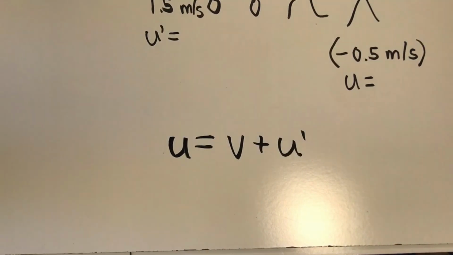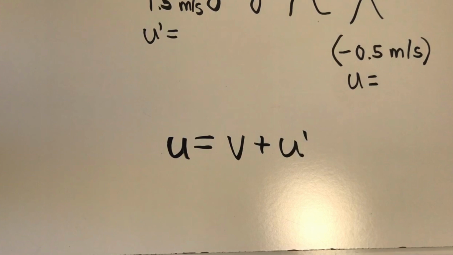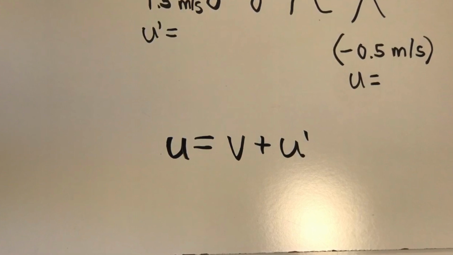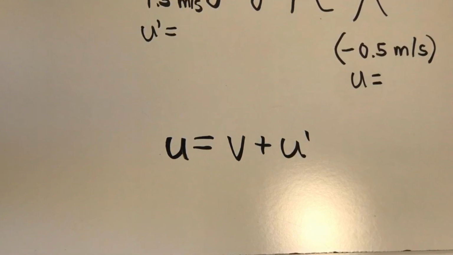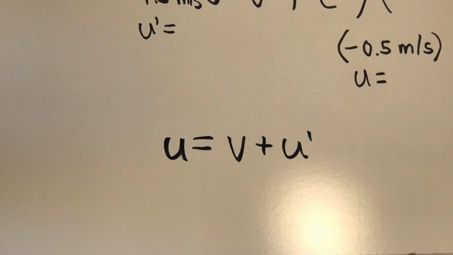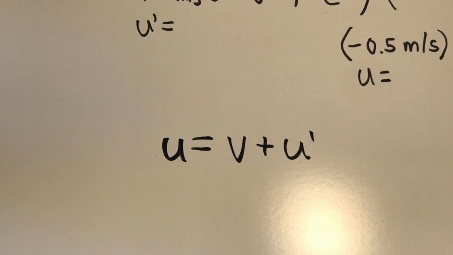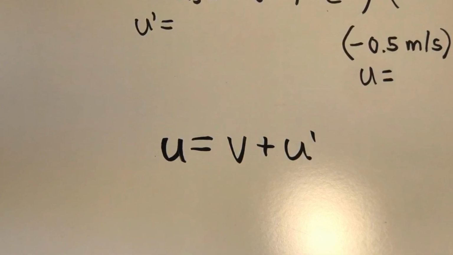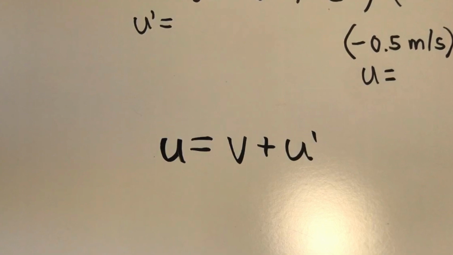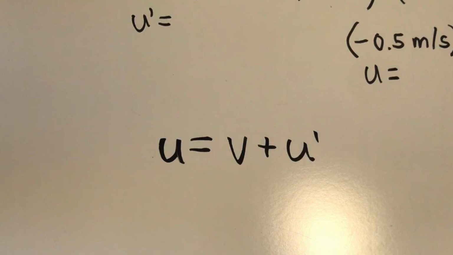v plus u apostrophe. U here would equal the velocity of the toy relative to the whole Earth. V is the velocity of the stroller, and u apostrophe is the velocity of the toy relative to the stroller. Here we would use a plus or a minus sign in one dimension, and for example, in this situation, positive would be forward or to the right, and negative would be backward or to the left.